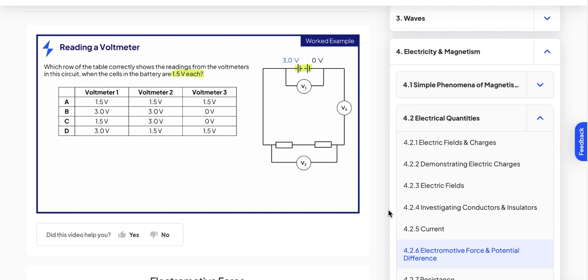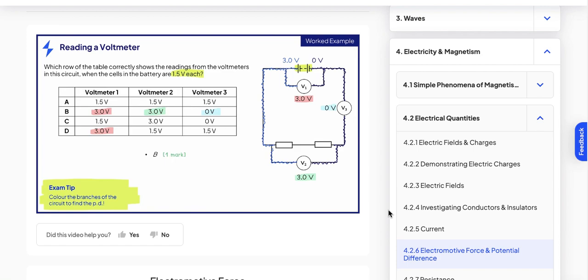There's a very easy way to figure out the potential difference at any point in the circuit, and that is to colour the branches. So if we follow this branch at 3 volts all the way to the components, and if we follow this branch at 0 volts all the way to the components, then we can clearly see that voltmeter 1 reads 3.0 volts, voltmeter 2 reads 3.0 volts, and voltmeter 3 reads 0 volts, nothing. Therefore, the correct answer is B for 1 mark.